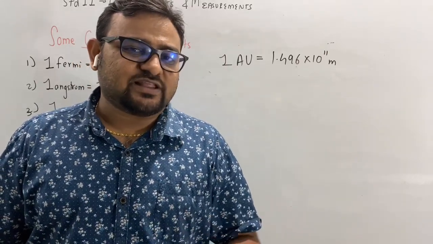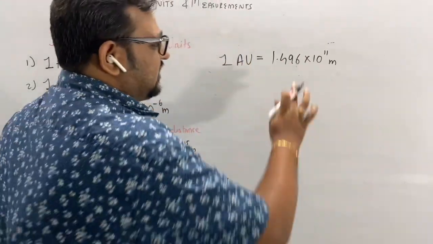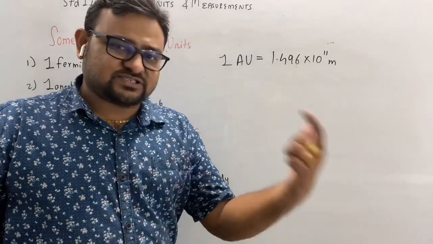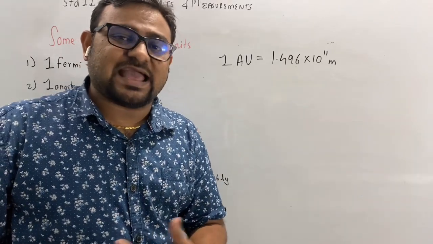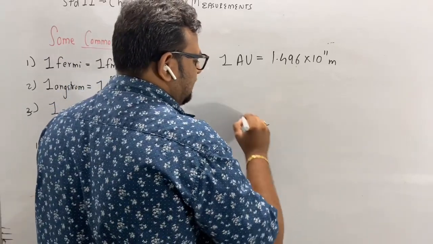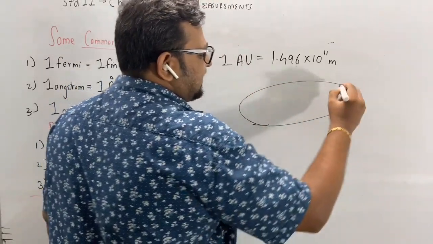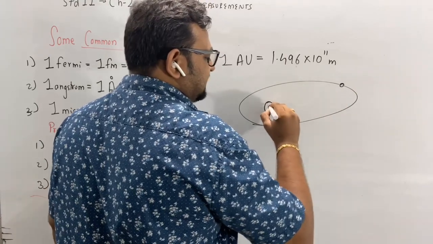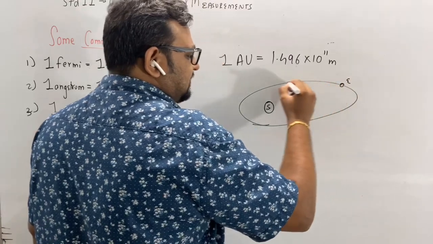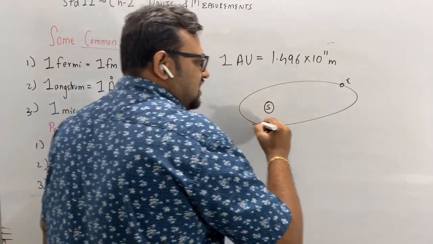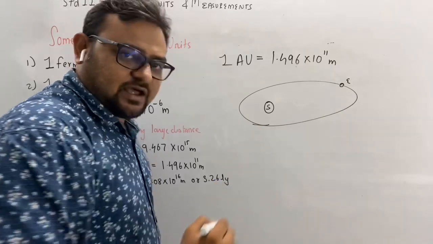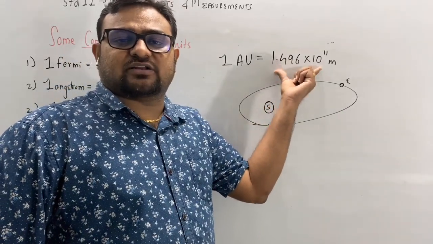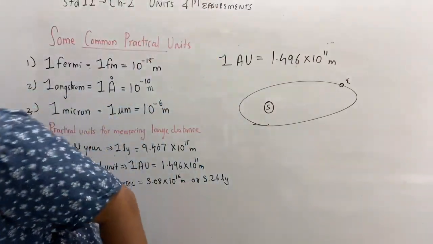Because the distance between earth and sun is not fixed. You might have studied in standard 10 that the orbits in which planets are rotating are elliptical, right? Kepler's law. So this is the orbit in which earth is rotating and sun is located at one of the two foci. This is sun, this is earth. When it moves in this way, sun and earth come closer. When it moves in this way, earth goes far. So this is the average distance between earth and sun.